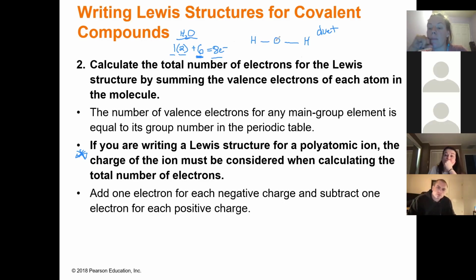Oxygen, is oxygen happy the way it is right now? It's not. It only has 4 electrons, right? 1, 2, 3, 4. How many does oxygen want? It wants 8. And I have to have 8 electrons on the board, so I need to put these electrons somewhere. So I'm not going to put them on the hydrogen. I'm going to put the remaining 4 electrons on the oxygen. So I'm going to put 2 here and 2 here.